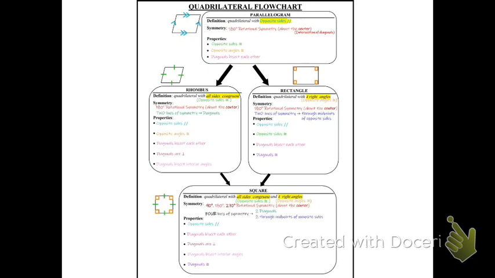All right, so here's the whole flowchart filled in. You'll notice that the properties of those that are above will be found on anything that's below. So if you look at the properties of the parallelogram, you'll see that those same properties exist in the rhombus, the rectangle, and the square. If you look at the properties of the rhombus, you'll see that they exist below in the square. The square has the properties of all 3 of the figures that are above it.